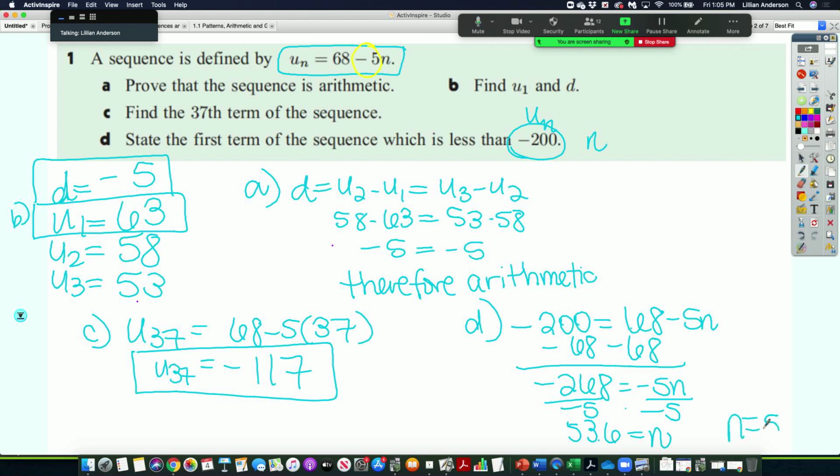Your number of terms should always be a whole number, and they should always be positive. So problems like this, yes, there will be times when it ends up being a decimal, but you're looking for the term in which that number in the sequence is going to be less than negative 200. And so that would be your 54th term. If you ever question it, you can always plug in 53 and 54 to see which one actually is going to be less than negative 200. Questions on number 1?